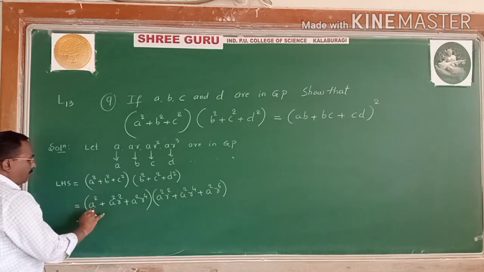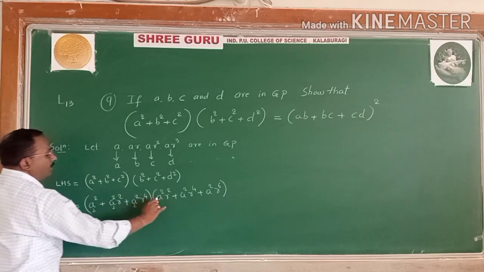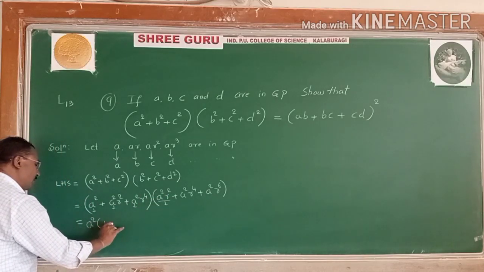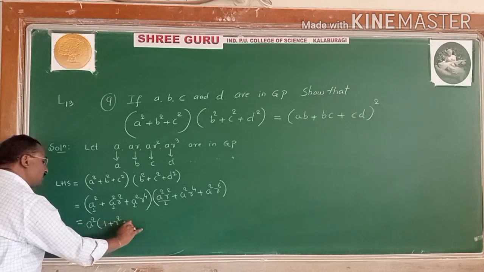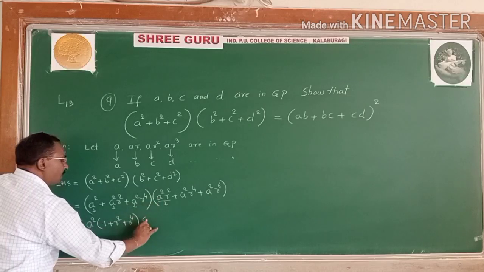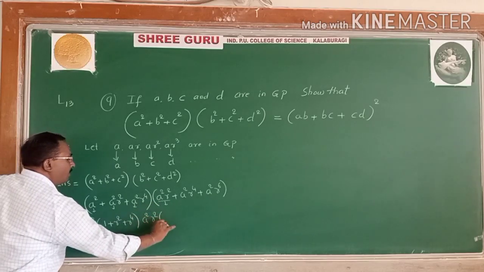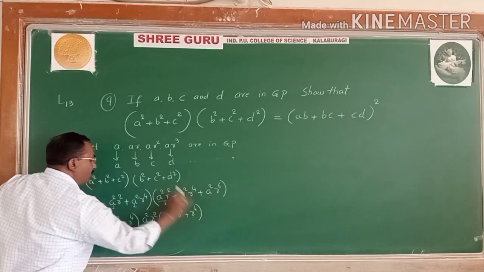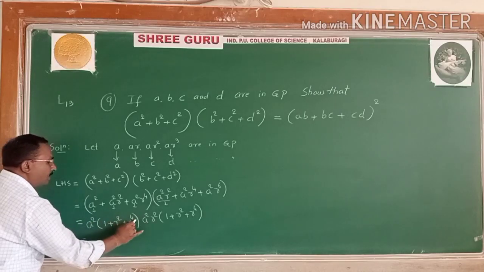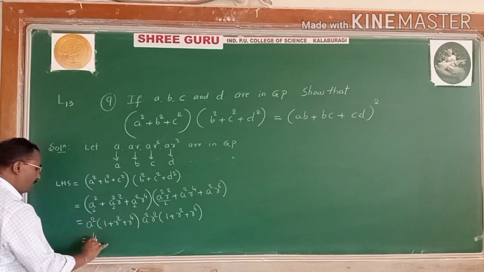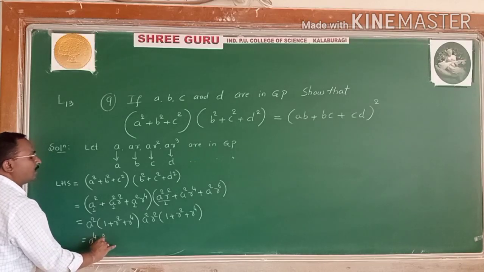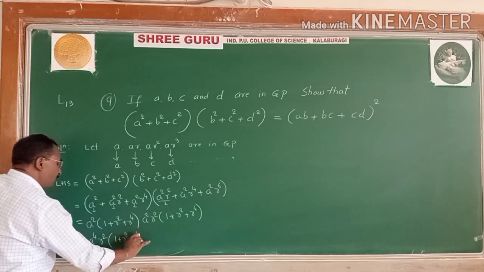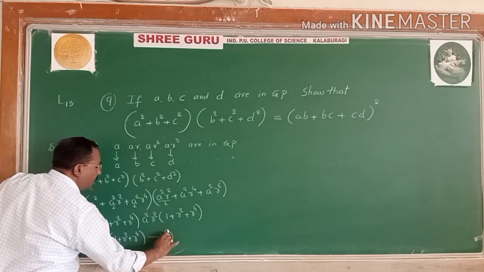Here, taking common, a square common, 1 plus r square plus r to the power 4, and a square r square common, 1 plus r square plus r to the power 4, is equal to the product of these two, a power 4 r square into 1 plus r square plus r to the power 4, equation number 1, the LHS side.